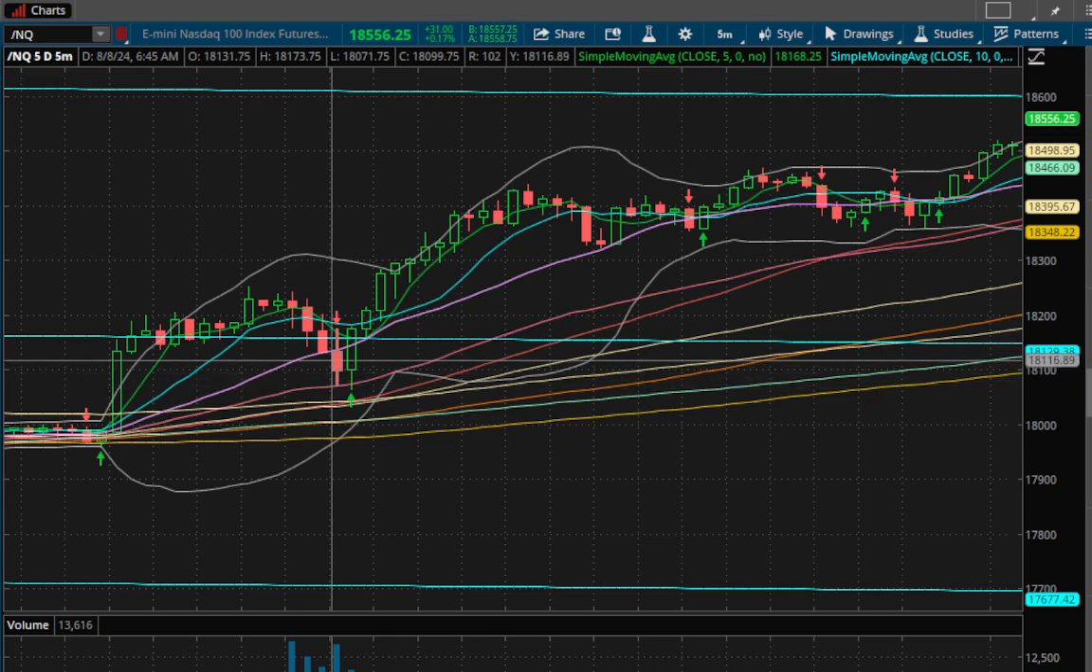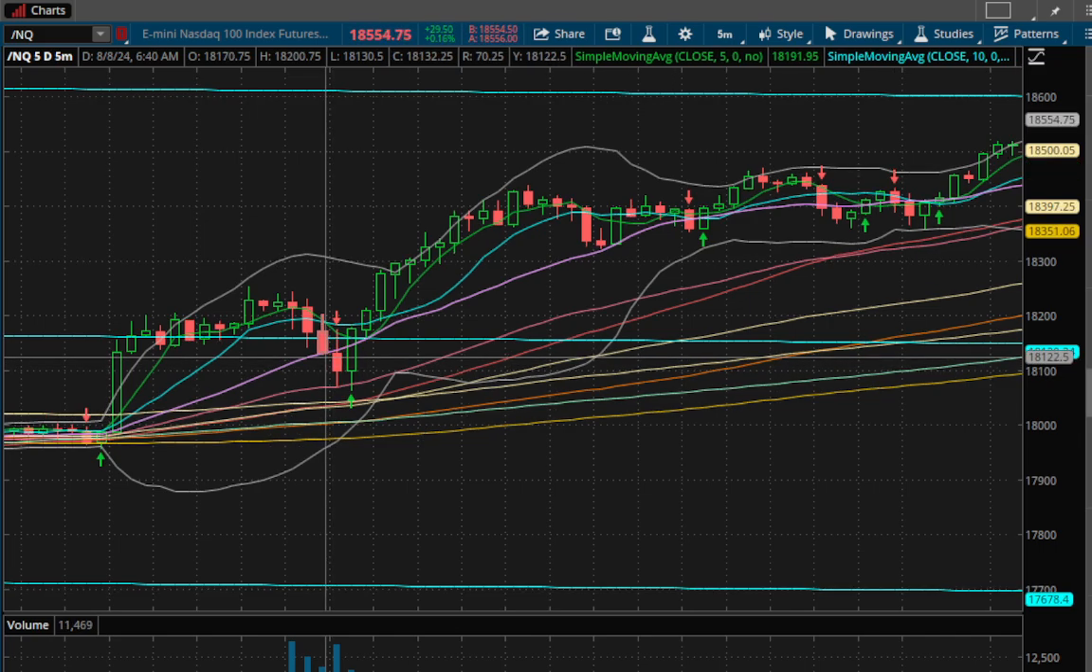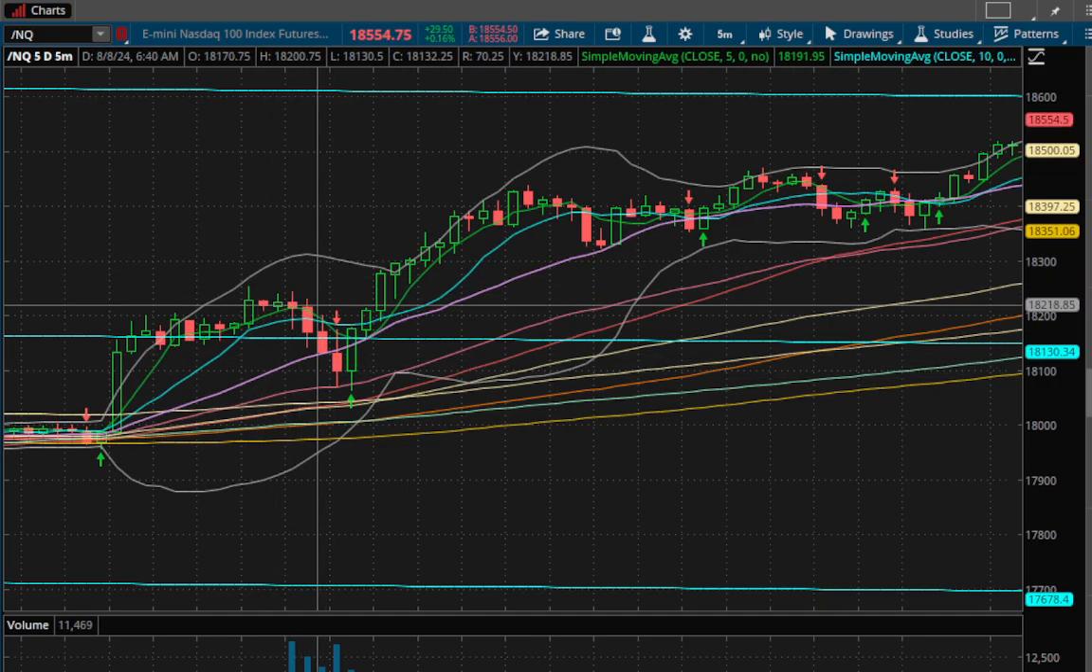For me, I would definitely keep the 20, the 50, and the 200 SMA on your charts. If we're above the 200 and the 50 and we're just pulling back, you need to make sure that you stay with the side of where we're trading at.